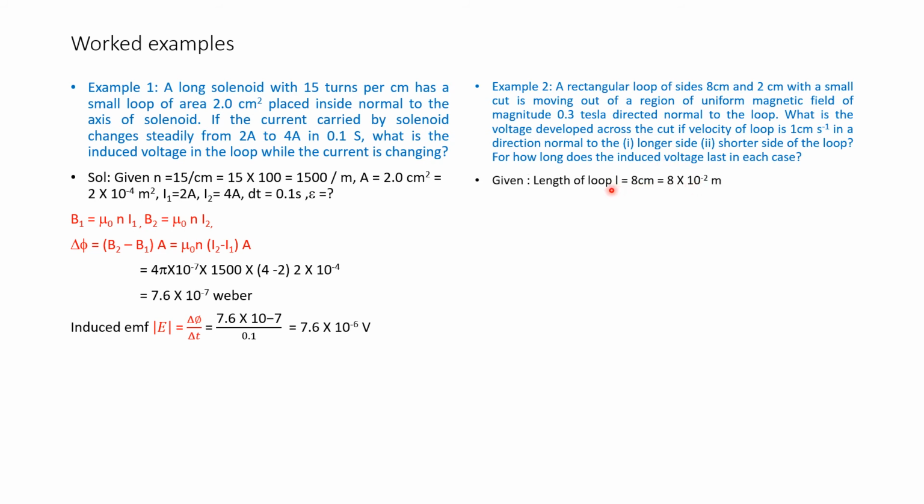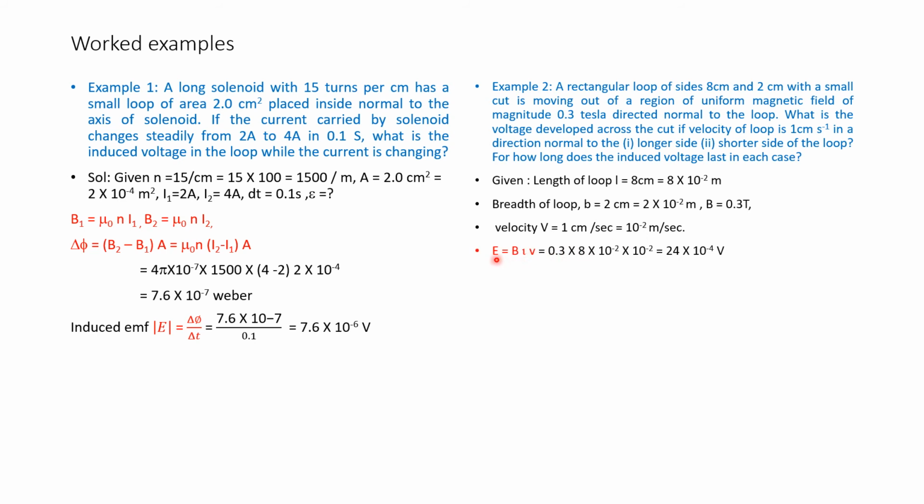Given the length of the loop is 8 centimeters, converted into meters, 8 into 10 to the power of minus 2 meters. The breadth of the loop is 2 centimeters, that is 2 into 10 to the power of minus 2 meters. B is given as 0.3 Tesla. Velocity V equals 1 centimeter per second, that is equal to 10 to the power of minus 2 meters per second.